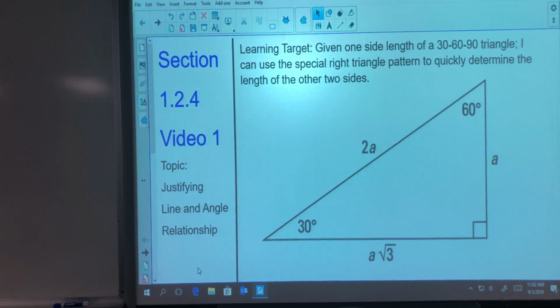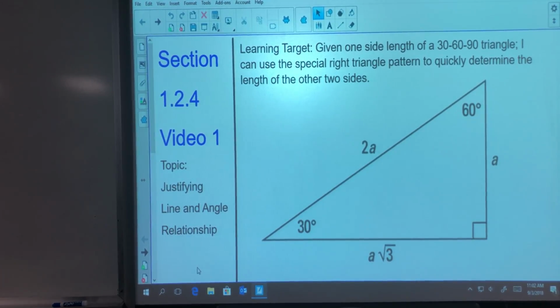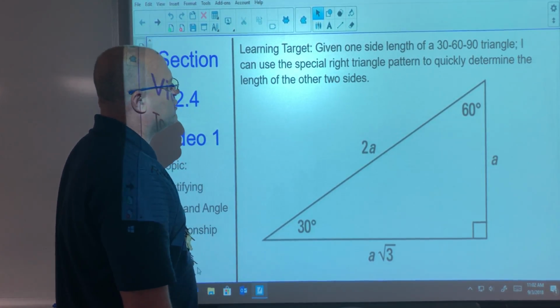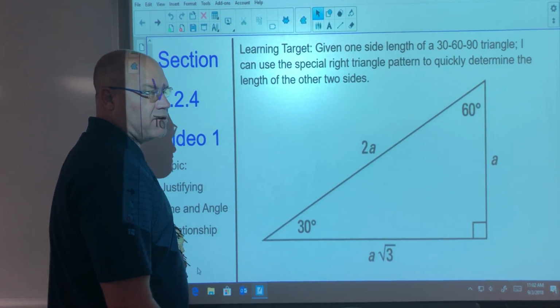This is your 1.2.4 notes, video number 1. The topic is justifying line and angle relationships. And our learning target is, given one side length of a 30, 60, 90 triangle, I can use the special right triangle pattern to quickly determine the length of the other two sides.